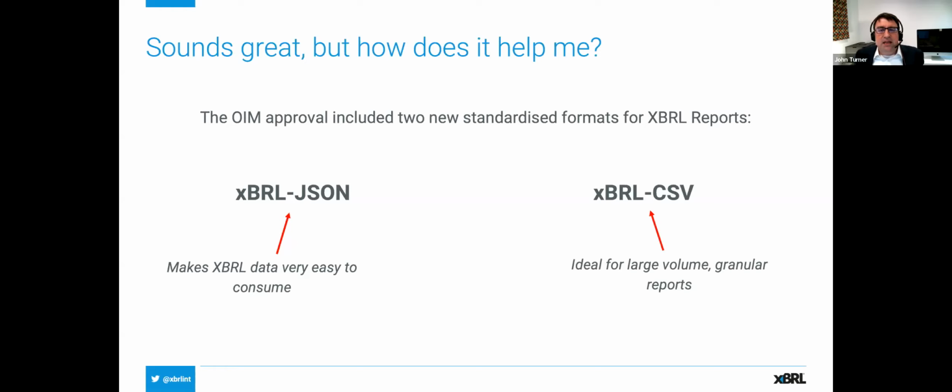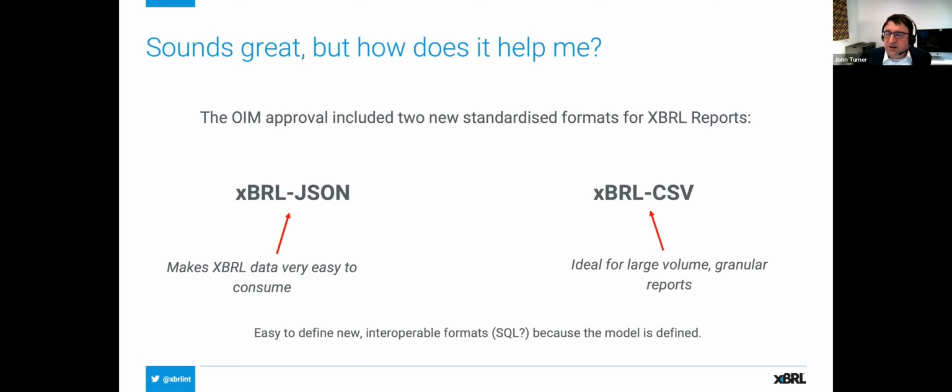xBRL-CSV is designed to take advantage of an even older standard, comma-separated values, CSV, an oldie but a goodie, highly used everywhere, and in the context of xBRL is very key for large volume or granular data. Paul's going to talk a little bit more about the way that that works and how that fits in just a minute. I want to leave you with a couple of other thoughts.